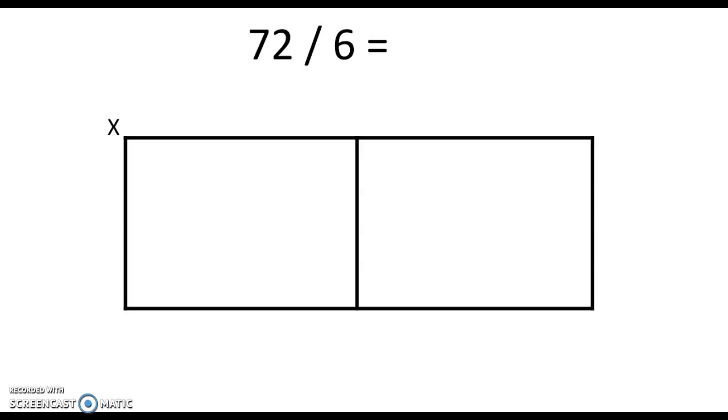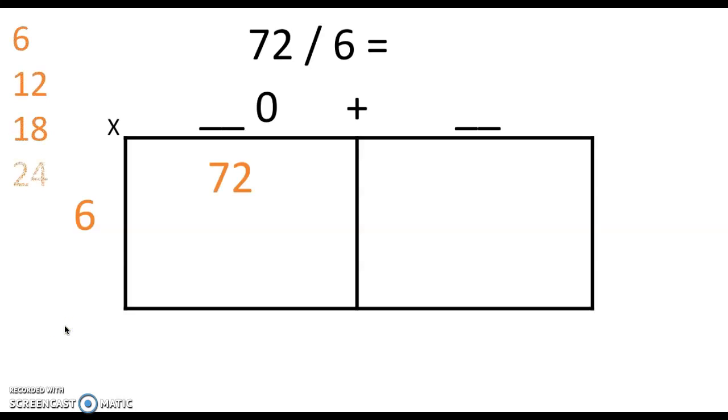72 divided by 6 using the area model. First, draw your two boxes and label your place values. Then we're going to put our 6 on the side, our 72 on the inside, and if you need to, your multiplication facts.